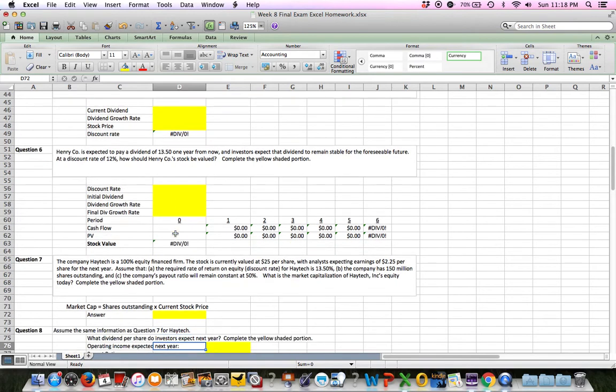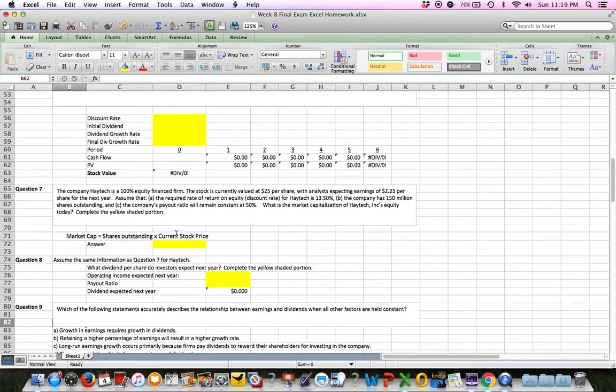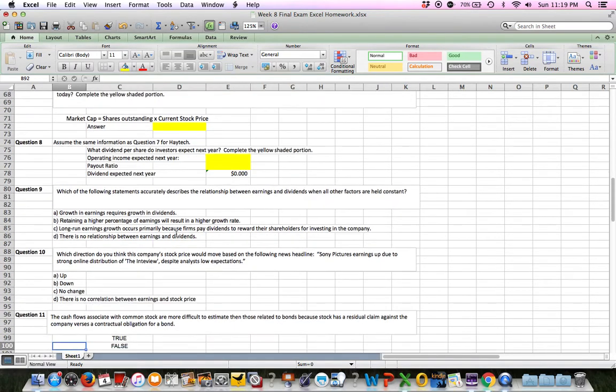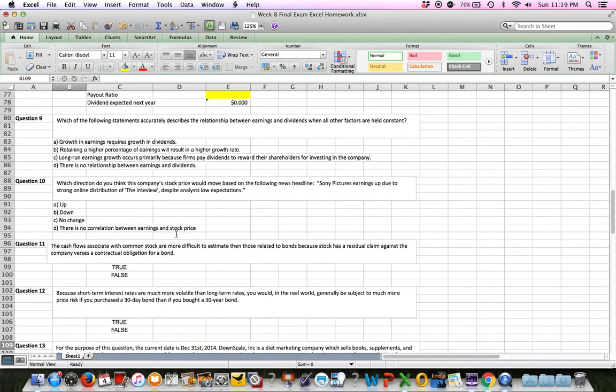Then we do a scenario for a company called Haytech, and you're looking at quite a bit of info for Haytech. This question is a little bit more involved, with specific questions about Haytech. So the first one is market capitalization, and then also it's computing what the dividend expectations are, and so on. So just as long as you fill in the yellow boxes, you'll be in pretty good shape. There's a few multiple choice and true and false questions. So you can take your time, think through what you think the answer is, identify that here, and then of course ultimately you'll answer it in Blackboard. True false, got a few of those here. You can see what those are.